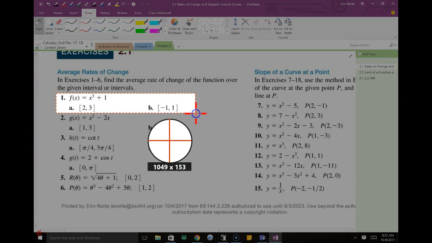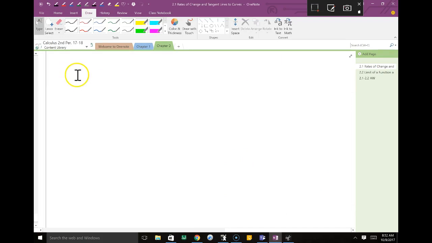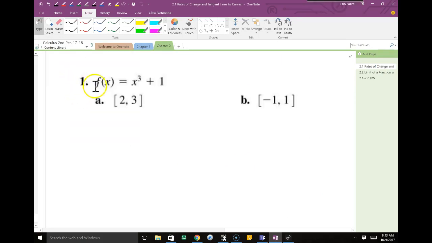Okay, so all you're going to be doing is finding the average rate of change. We're just going to find the average rate of change between these two given x values. Okay, so this piece right here is our x intervals. So this is our x1 and our x2. So the slope between x being 2 and x being 3.